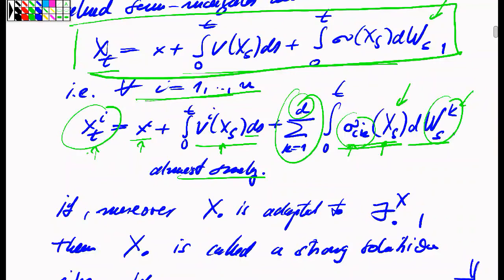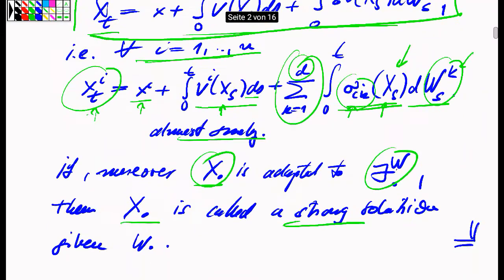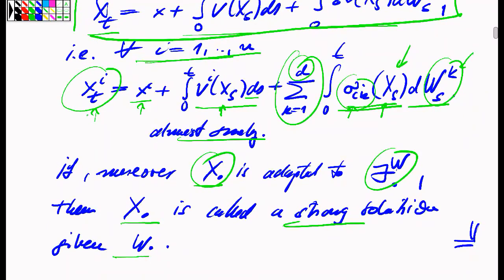And now comes an important additional requirement, which is an additional property which is sometimes true and sometimes not: that this X process is in fact adapted, and here is a misprint, adapted to the filtration which is generated by the driving signal process. Then we call this process X a strong solution given the signal process W.